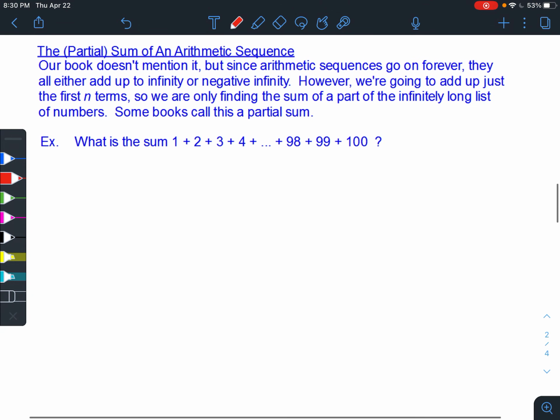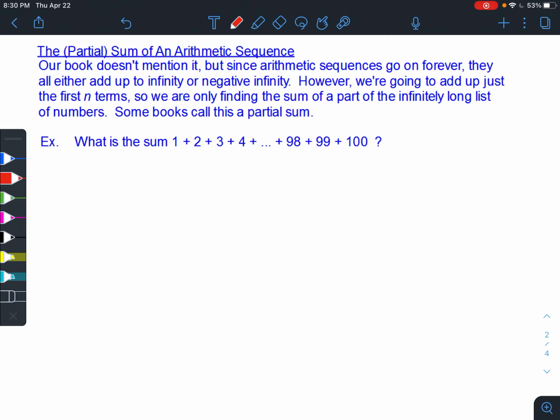Okay, so moving on to the partial sum in an arithmetic sequence. As it says below that, our book doesn't mention it, but since arithmetic sequences go on forever, they all either add up to infinity or negative infinity, depending on if they're getting bigger or smaller. However, we're going to add up just the first n terms, so we're only finding a sum of a part, or a partial bit, of the infinitely long list of numbers.